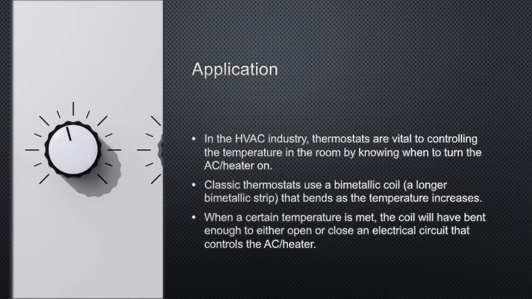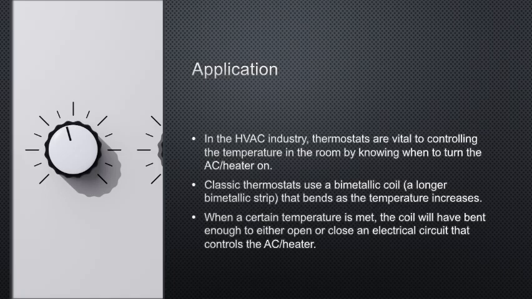Where we could see this applied, like I said earlier, and where I'm going to go more in depth, is the HVAC industry. Controlling the temperature in your room is done with your thermostat, so that it's able to determine when to turn your AC or your heater on, when to turn your outdoor unit and indoor unit on. In classic thermostats, before we got more advanced with temperature sensors, we had a bimetallic coil, which is just the long version of a bimetallic strip that's wrapped up, and that would bend as the temperature increases.